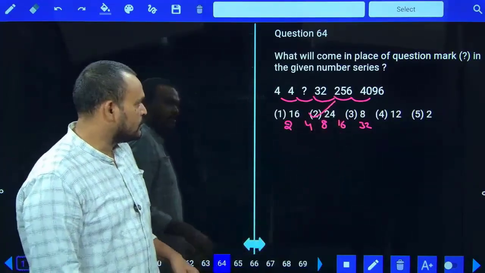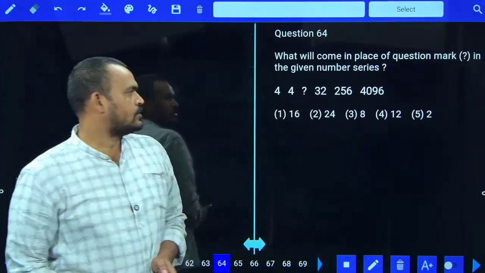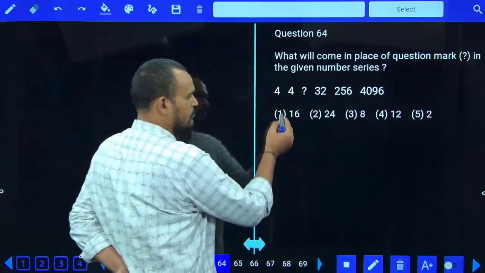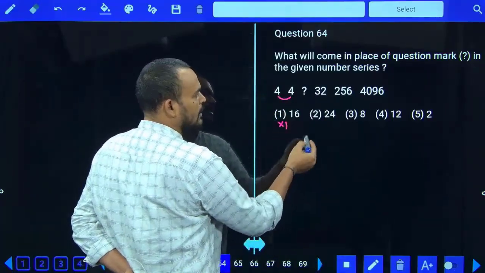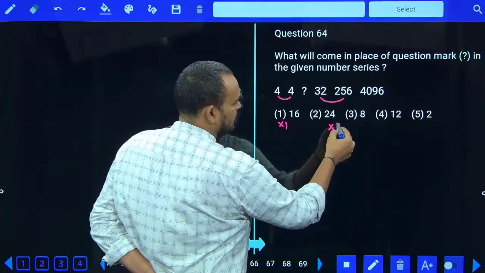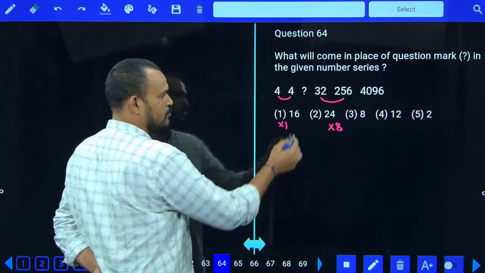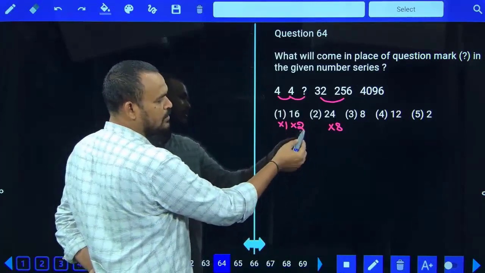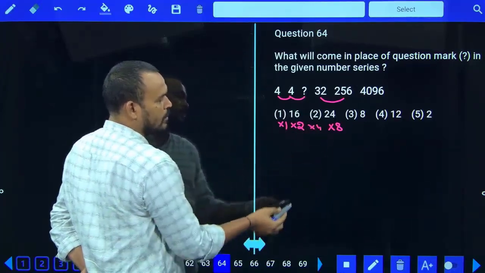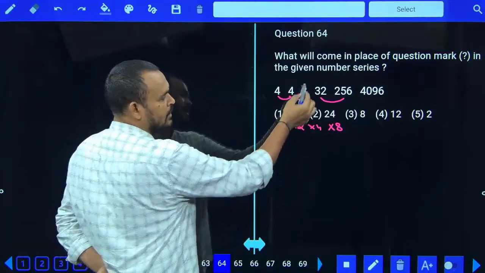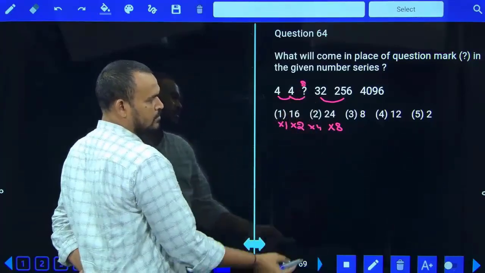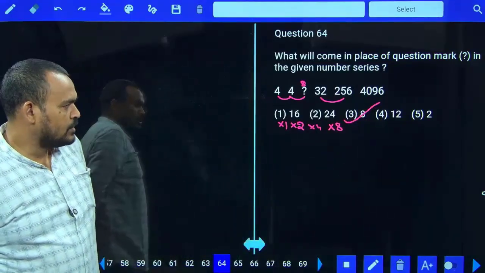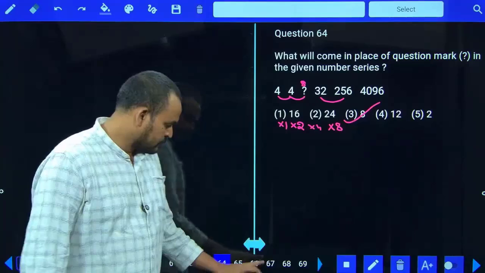Next question number 64. 4, 4, something, 32, 256 and 4096. First of all, 4 and 4, how many times? 1 time. And here 32 and 256, how many times? 8 times. Suppose here I write into 2. 4 twos are how much? 8. 1 double 2, what is the 2 double? 4. 4 twos are 8. 8 fours are 32. Then question mark value is 8. Into 1, into 2, into 4, into 8.